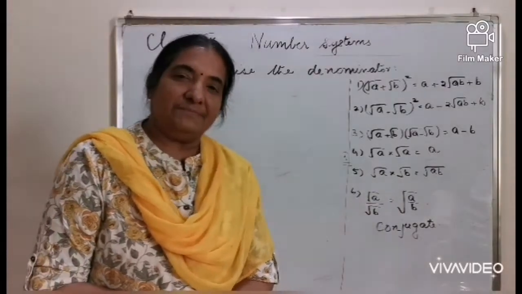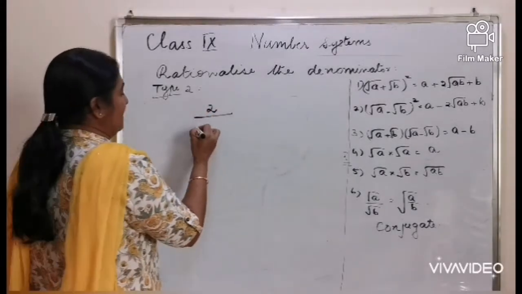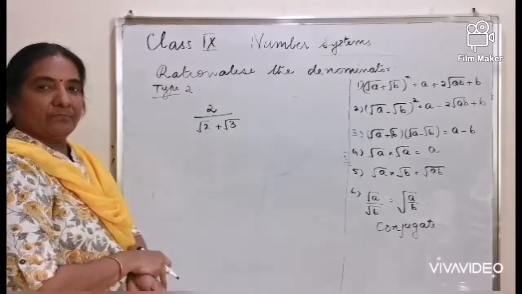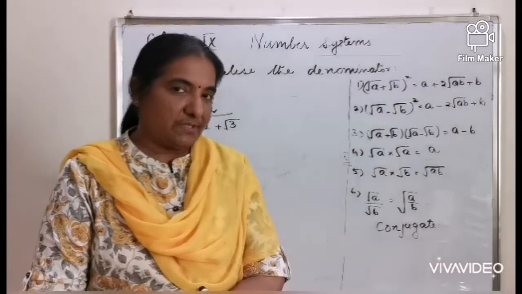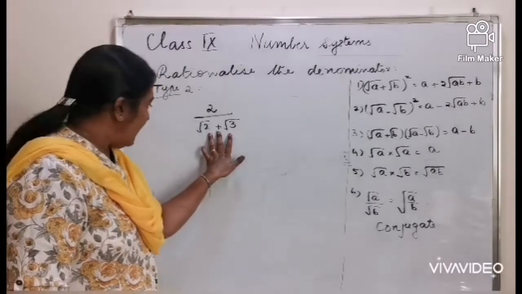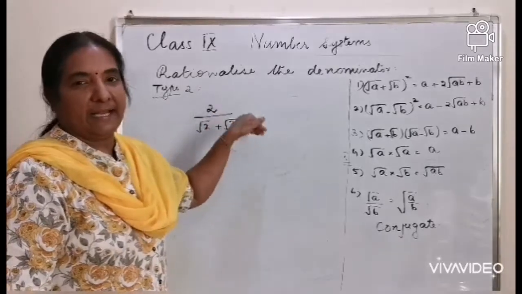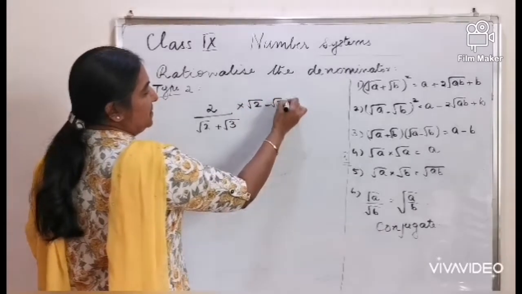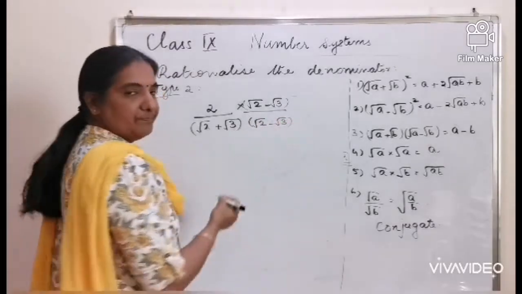A third example, 2 by square root 2 plus square root 3. Rationalize the denominator of 2 by square root 2 plus square root 3. You will understand that the denominator is having two terms, and you will rationalize the denominator by multiplying and dividing by the conjugate into root 2 minus root 3 by root 2 minus root 3.